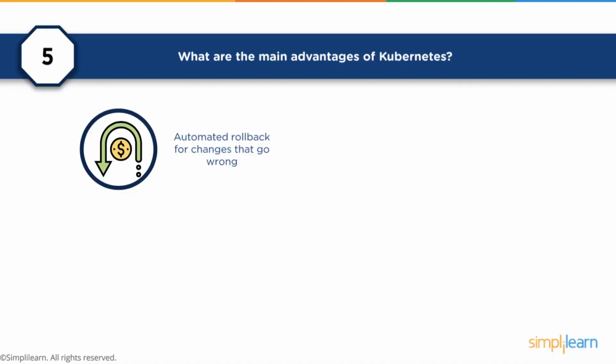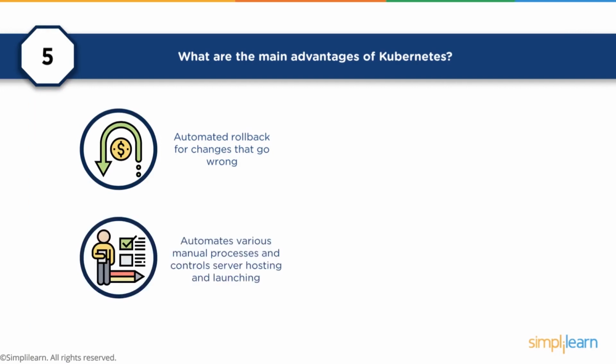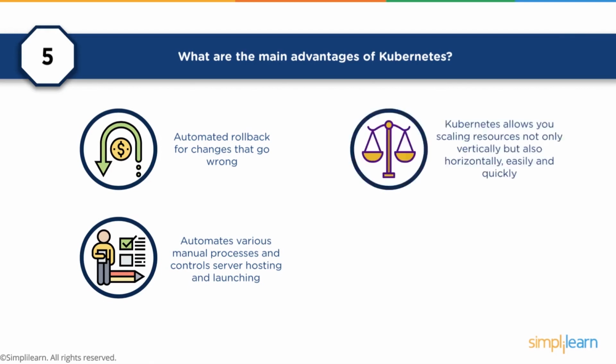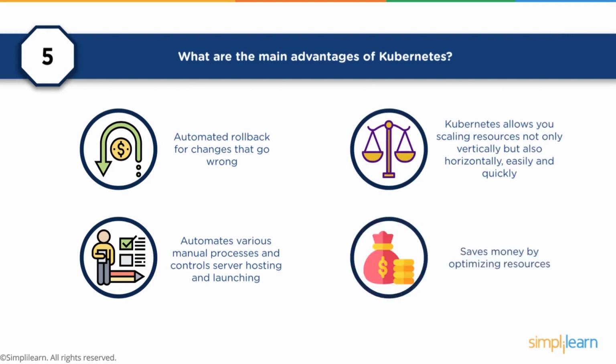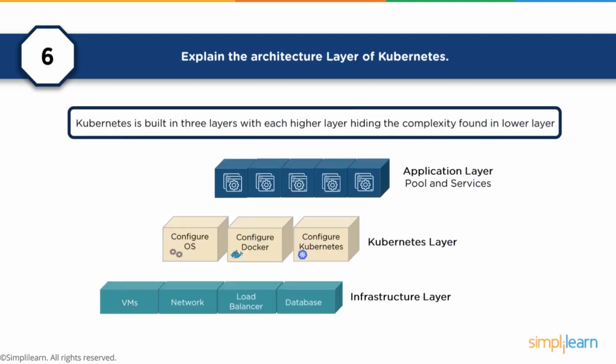So what are the main advantages of Kubernetes? Well, you get automatic rollback for changes that go wrong. You're able to automate a lot of the processes that would have been manual processes previously. You're able to scale the resources both vertically and horizontally easily and quickly. And then these three areas, the rollback, automating services, and being able to scale, indirectly allow you to save money by reducing the amount of time and people working on your operations environment.